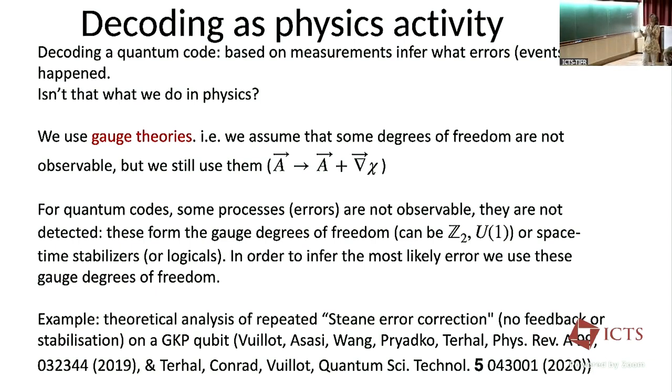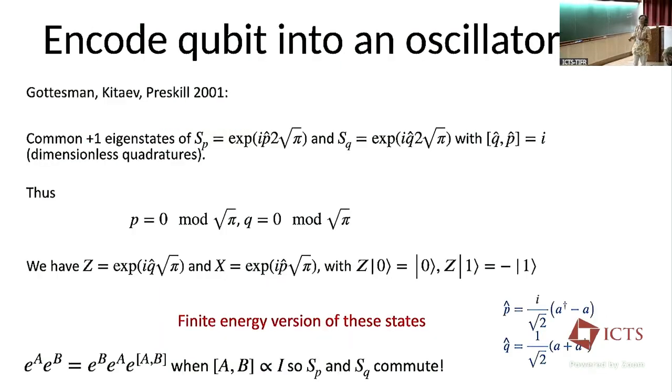Okay, so I want to illustrate some of these thoughts in a theoretical analysis that we've done of repeated Steane error correction. I'll explain to you what that is, on a GKP qubit. This analysis was done in this paper, and then we had an extension, which I'll mention at the end, in a paper and also in the master's thesis of Jonathan Conrad. Okay, so first I'll explain what a GKP qubit is and what Steane error correction is.